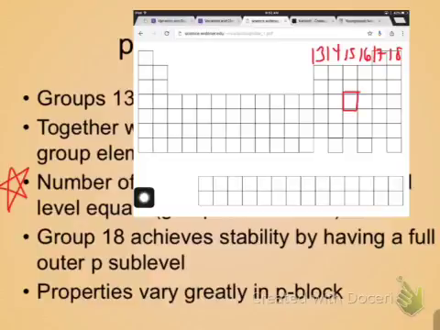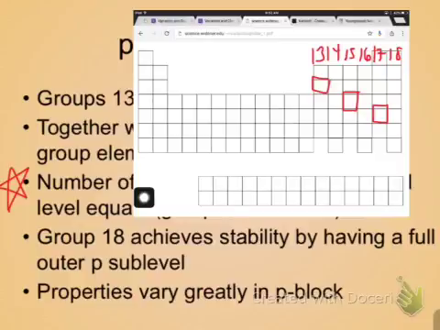Show of fingers. 5. How many valence electrons does something in group 13 have? Show of fingers. 3. Group 17? 7. Yeah. Group number minus 10. That's all it is. That's the number of valence electrons they have.